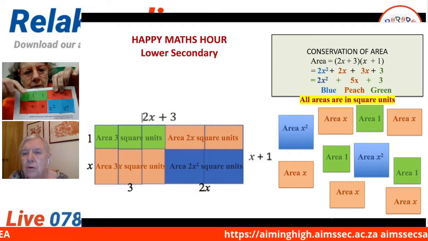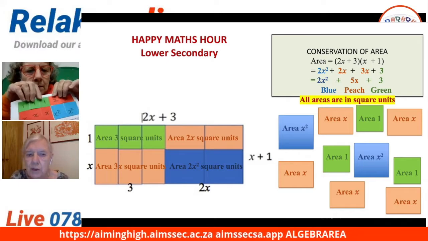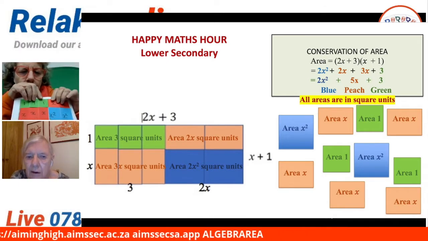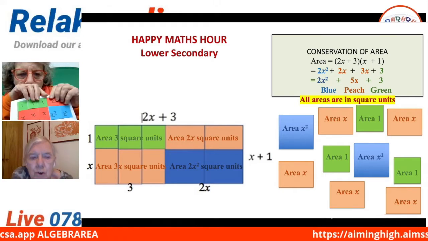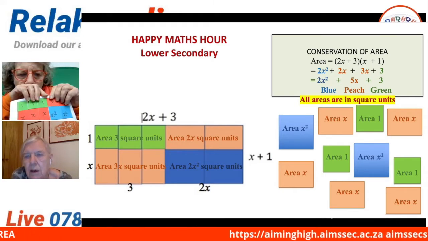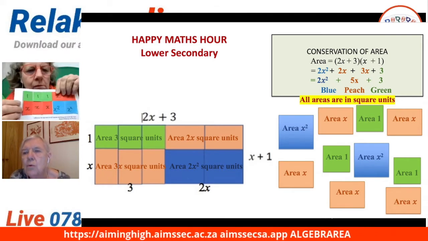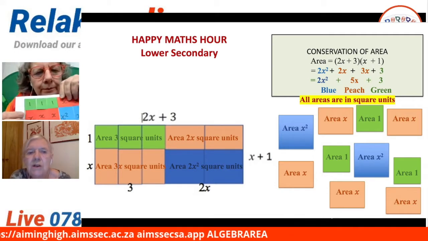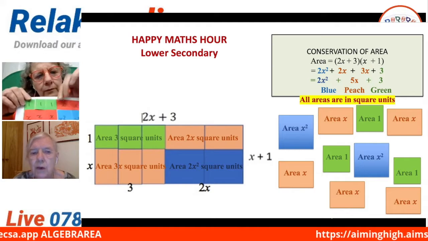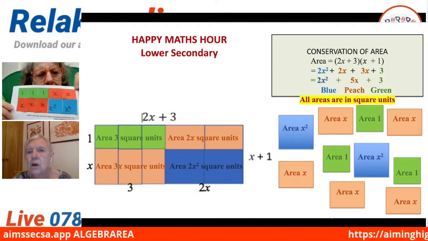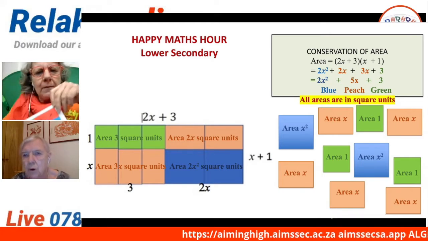The first term in the first bracket is 2x, and the second is 3. You've got 2x times x, which gives you your 2x squared. And that's the blue area, which is the rectangle in the solution, which is 2x times x. And then you've got 2x times 1, which is the area on top of the blue. So you're doing 2x times x, which is 2x squared, and 2x times 1, which is 2x.